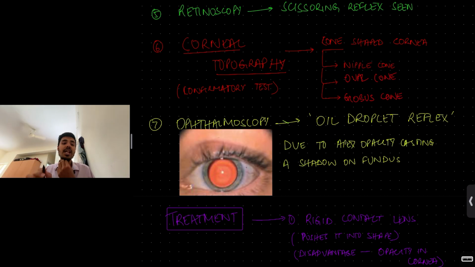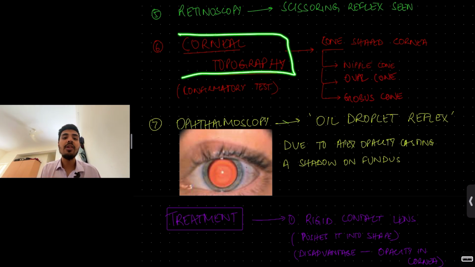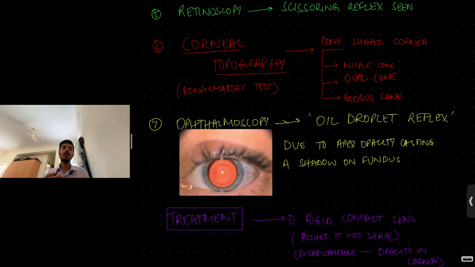The investigation of choice is actually not keratometry but corneal topography, keratotopography. Why? You're looking at the shape of the cornea. So here you can see a cone shaped cornea. The cone can be a nipple shaped cone, oval cone, globus cone, etc.